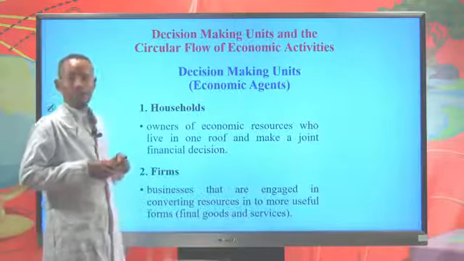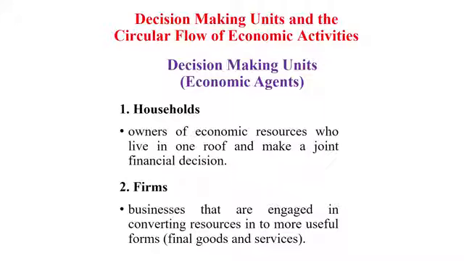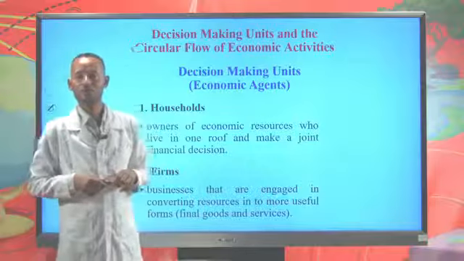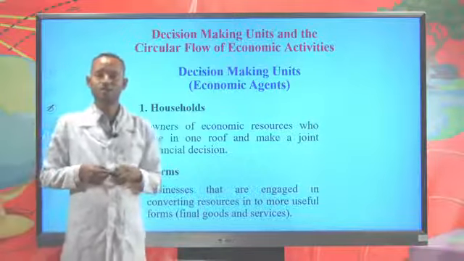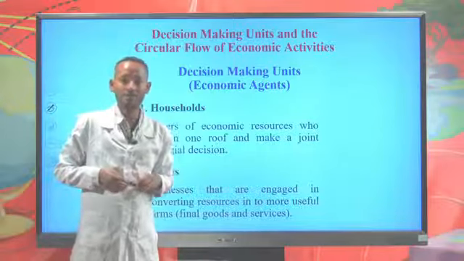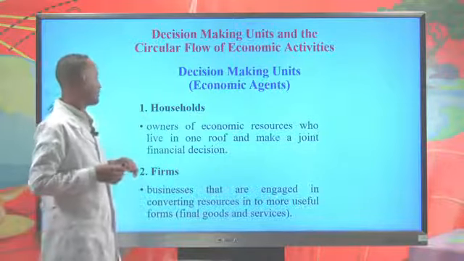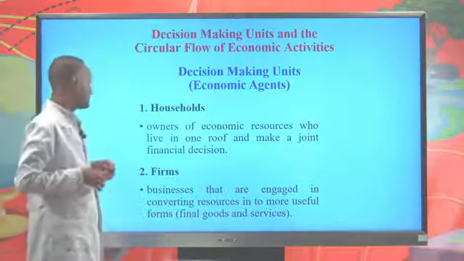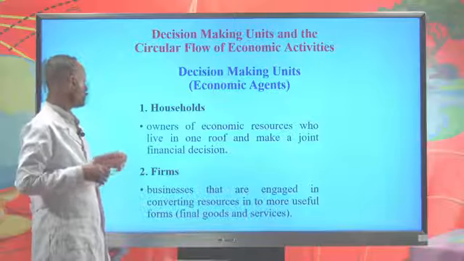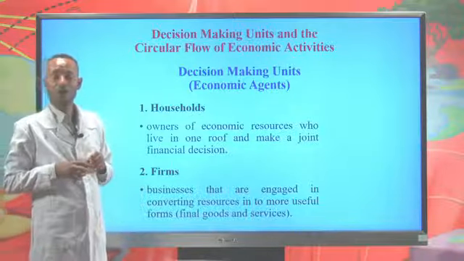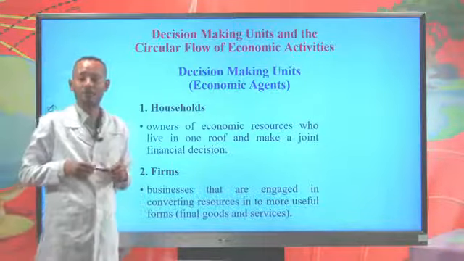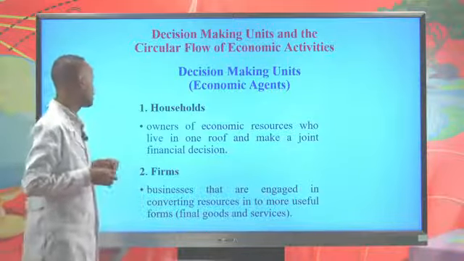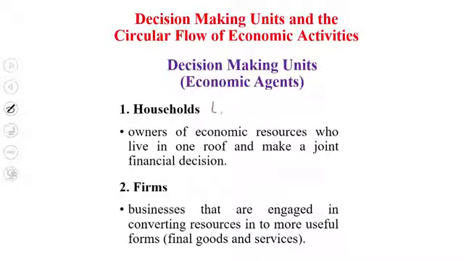Now let's rise to another important lesson under this unit, which is about the decision making units and circular flow of economic activities. There are three decision making units or economic agents called households, firms, and government. Households are the ones who live under one roof and make joint financial decisions. These households are owners of economic resources: land, labor, capital, and entrepreneurship.